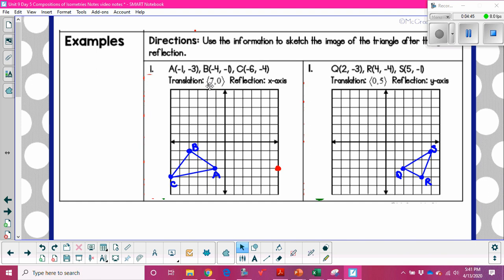Now we're going to translate point B. We're moving this 7 units over, so -4 plus 7 is going to be 3. So B prime is going to be at 3, -1. I guess I could label these. Here we go. This was A prime. And C prime is -6 plus 7, which is going to be 1. The vertical component doesn't change. It's going to be at 1, -4.